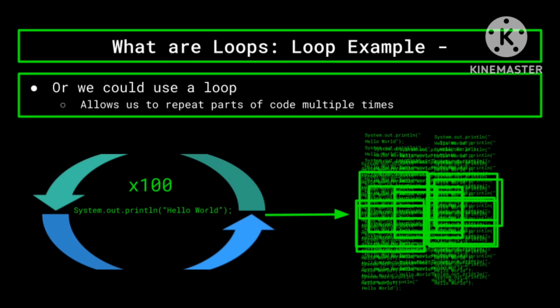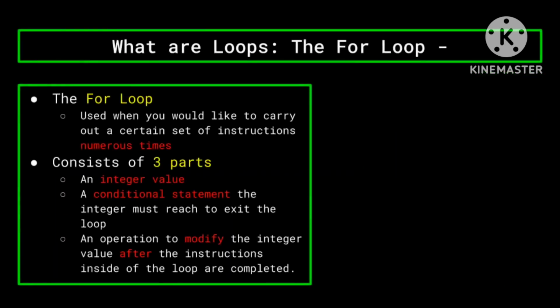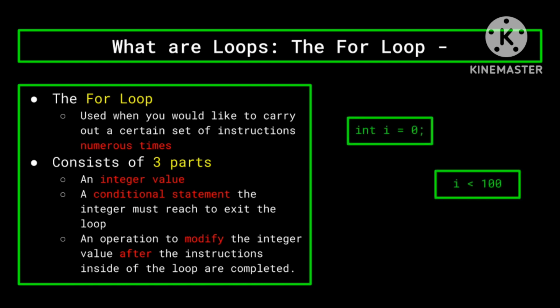Now there are 3 different types of loops that we will be discussing today, and up first is the for loop. A for loop is very useful for situations like the one described above, where you would like to carry out a certain set of instructions numerous times. The syntax for a for loop varies depending on the language, however it usually consists of 3 parts: an integer value, a condition which the integer value must meet in order to exit the loop, and an operation to modify the integer value after the instructions inside the loop are completed.